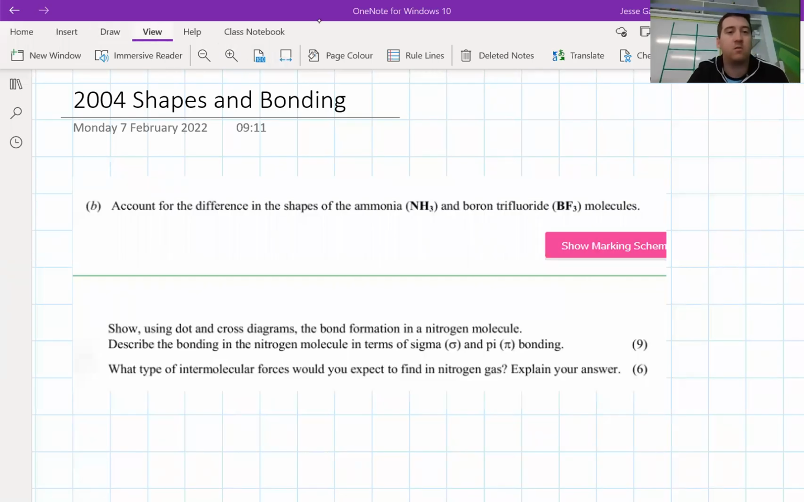In this video, we're going to do some guided exam question practice on the 2004 higher level chemistry question that came up on shapes and bonding. So there were two little bits taken from different questions.